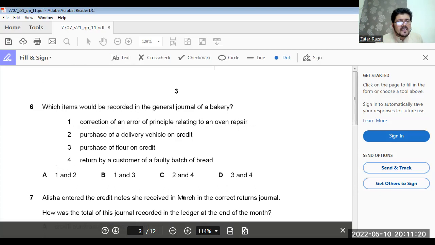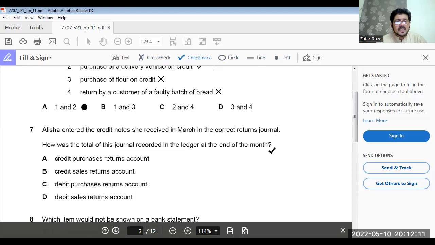Which item would be recorded in the general journal of a bakery? Correction of errors. Yes. Correcting errors. The book of prime entry for errors is the general journal. Purchase of a delivery vehicle on credit. Buying a non-current asset on credit. The book of prime entry for it is the general journal. Yes. Purchase of flour on credit. No. Because this is the purchase day book. This transaction belongs to the purchase day book, not the general journal. Return by a customer of a faulty batch of bread. It is going to be recorded in the sales return day book. It has nothing to do with the general journal. So the answer is A. 1 and 2 transactions are going to be recorded in the general journal.